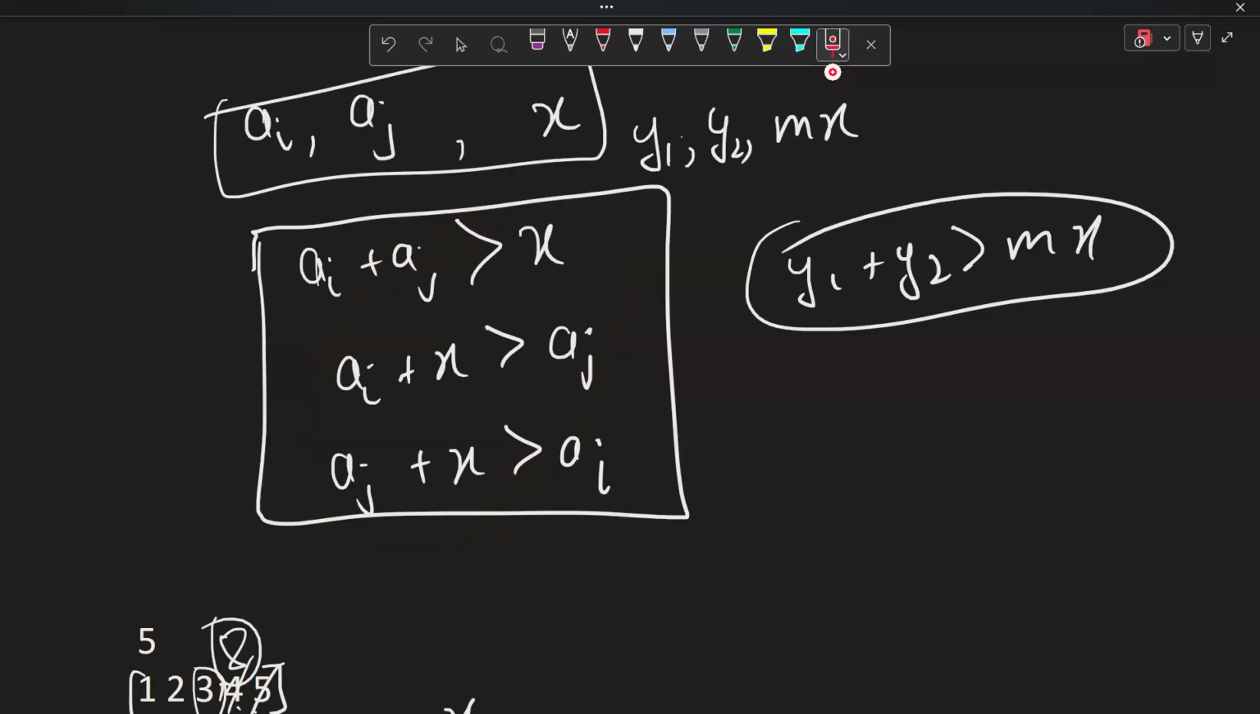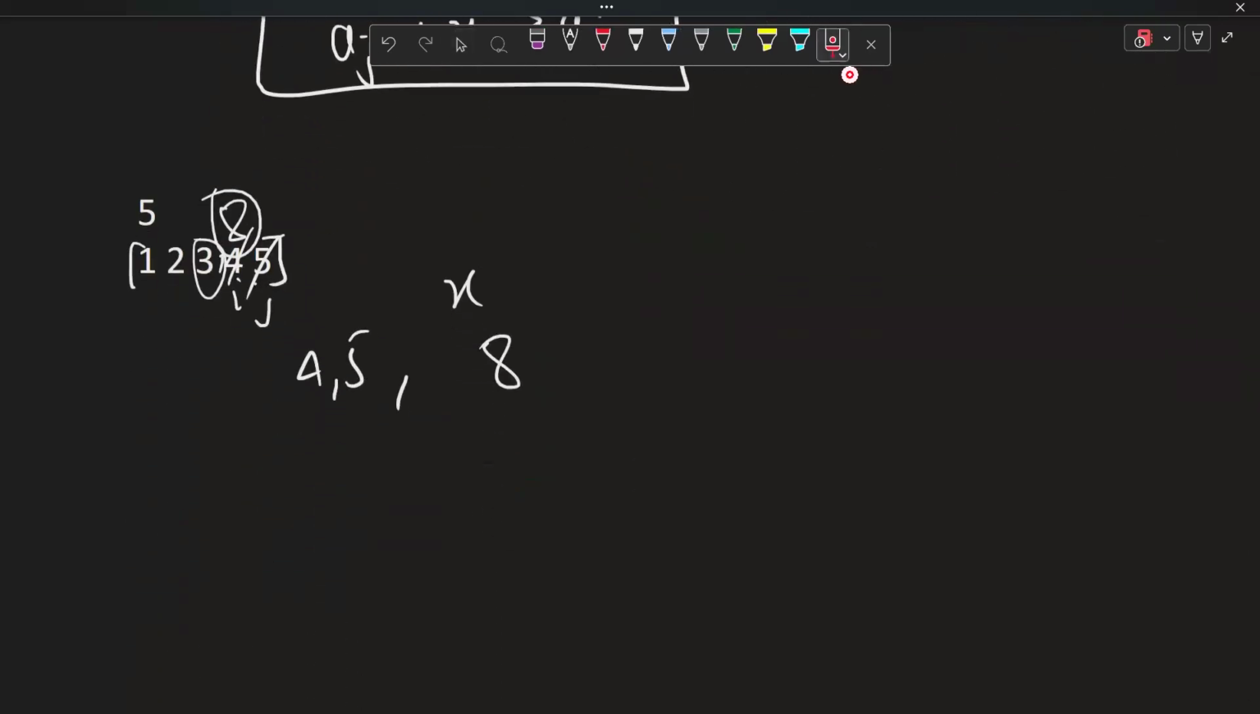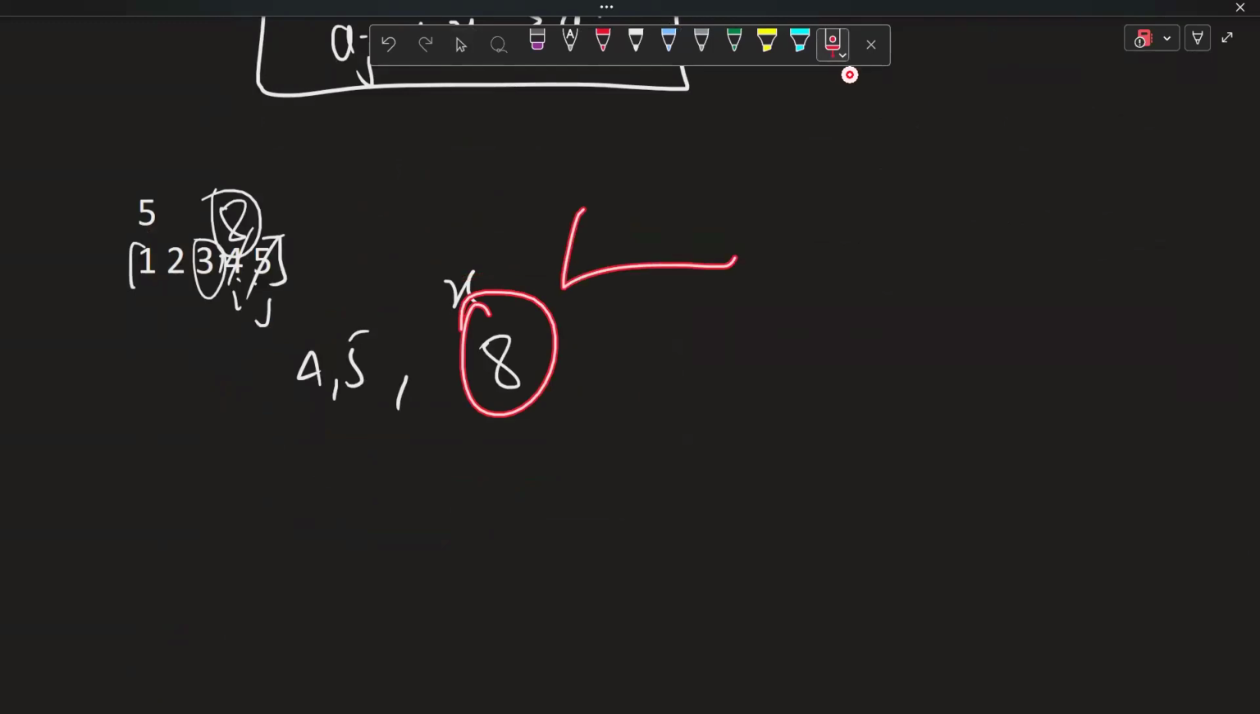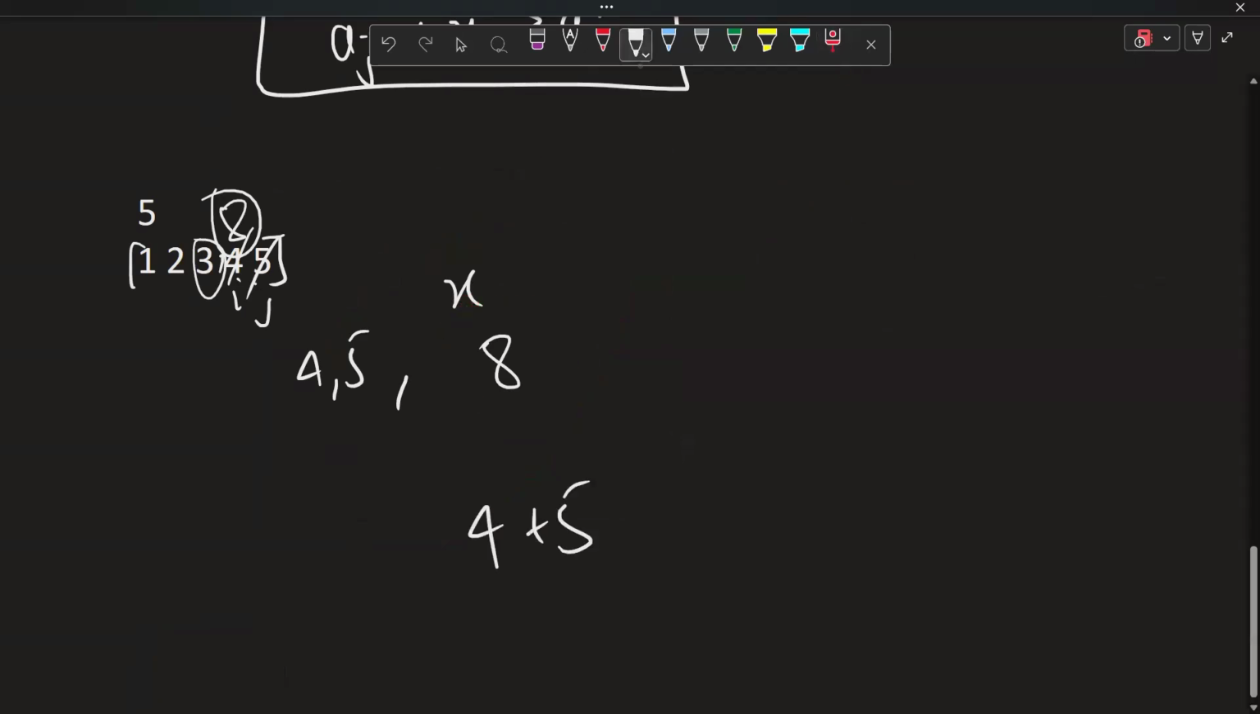It's quite obvious, because if you have three elements and you have the maximum element on the left side, then that maximum plus anything else would obviously be greater than the other. So the other two conditions are irrelevant. The only relevant condition that you need to check is that the sum of the two smaller elements should be greater than the maximum element.